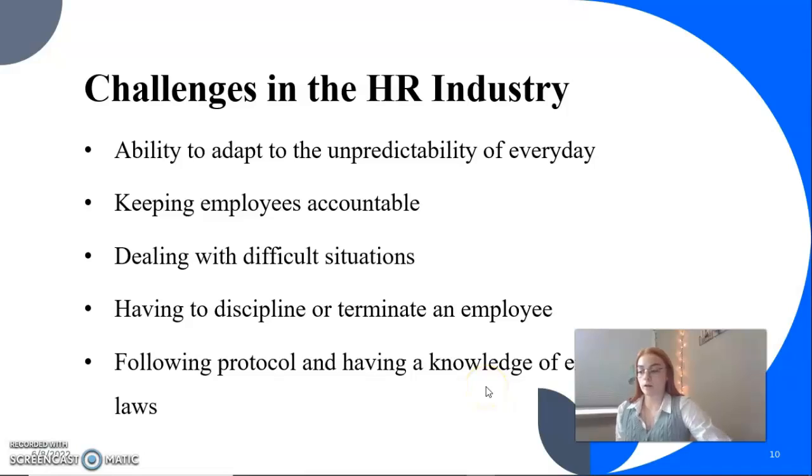And also just following protocol and going through everything by the book will lead to fewer issues when it comes to having to potentially discipline or terminate an employee, because with termination of an employee, you can also have legal issues and laws that come up. The employee could sue if they feel like the termination wasn't justified. So it's very important to go through all of the factors before making a big decision like that.